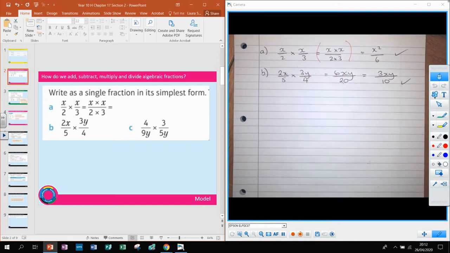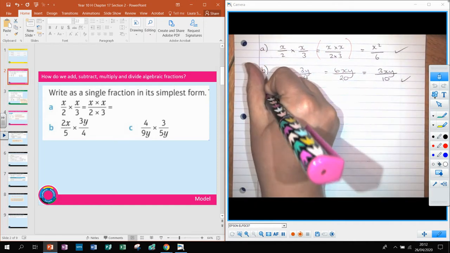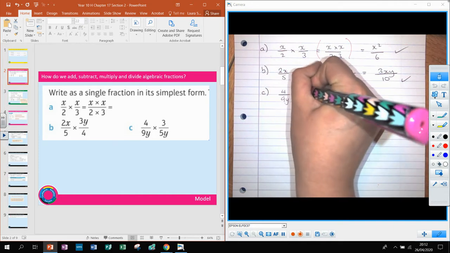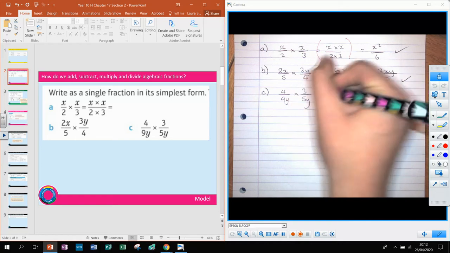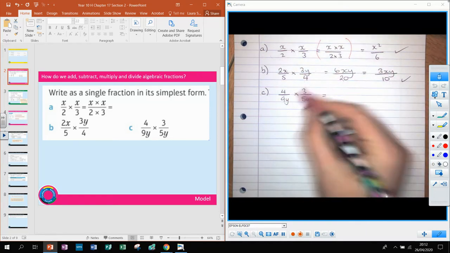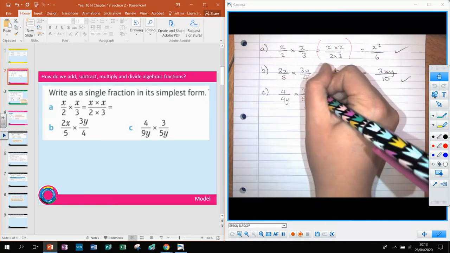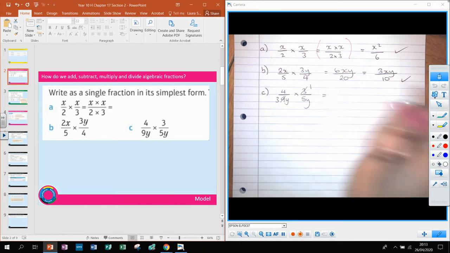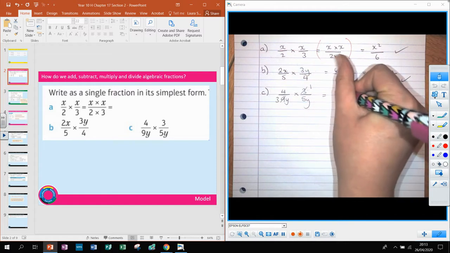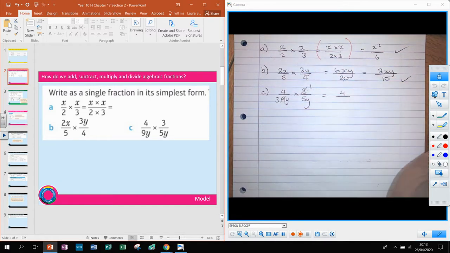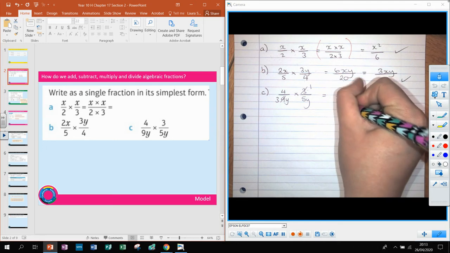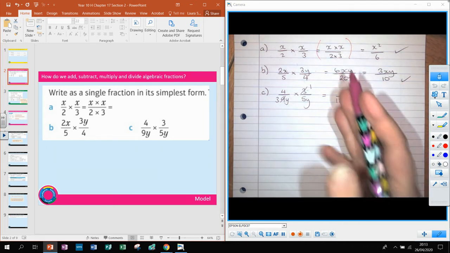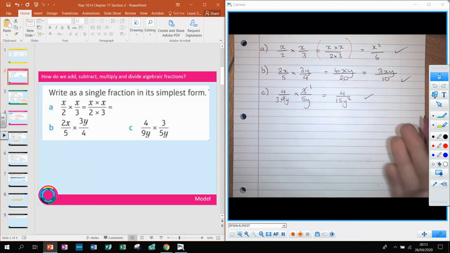And finally for part C, we have 4 over 9y times 3 over 5y. Can I cancel this at all? Let's see if we can. Absolutely. 3 and 9 go into each other, so that would be a 1 and a 3y now. So that's 4 times 1, which is 4, and 3y times 5y is 15y squared. And that's finished. You need to be confident and comfortable with multiplying your letters together and, of course, your numbers to be able to do this.